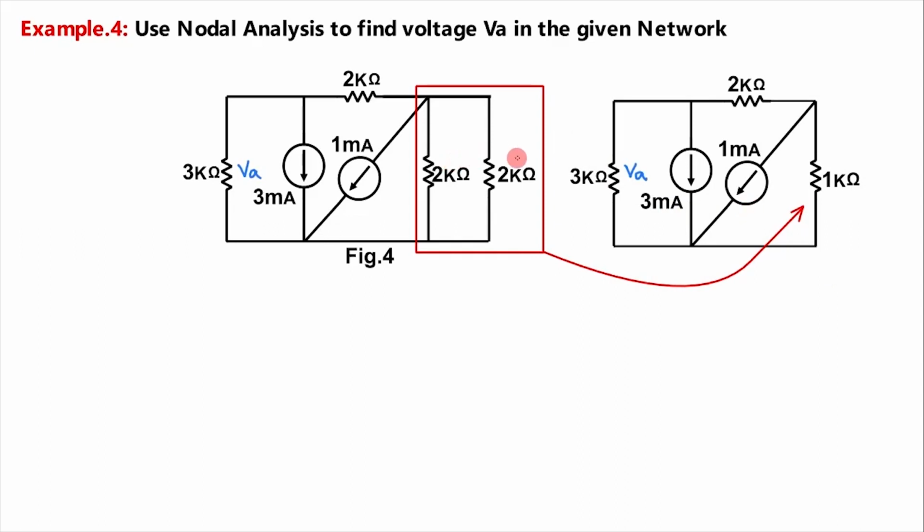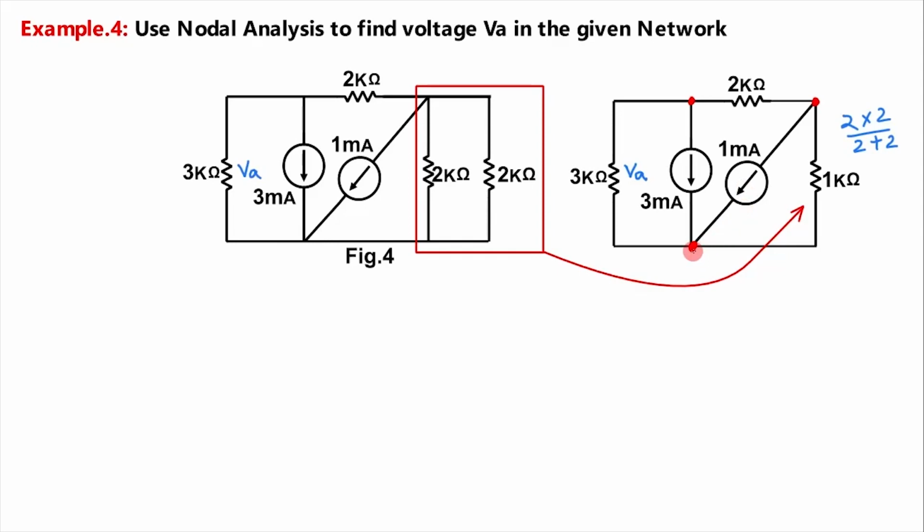When this 2K and 2K are in parallel, it becomes 2 into 2 divided by 2 plus 2, which is equal to 1 kilo. Next we have to identify the principal nodes. Let this be node 1, this is node 2 and this is node 3. Principal node means where 3 or more branches are meeting.